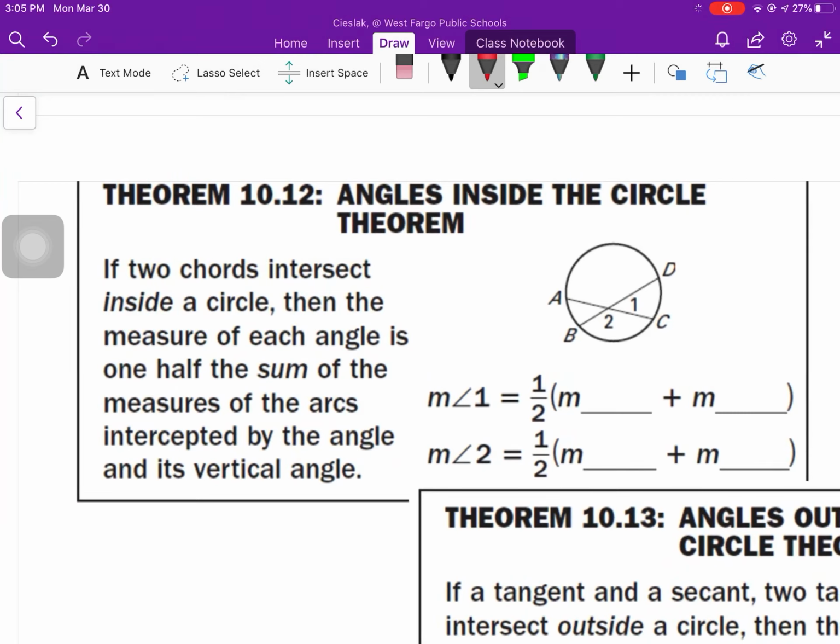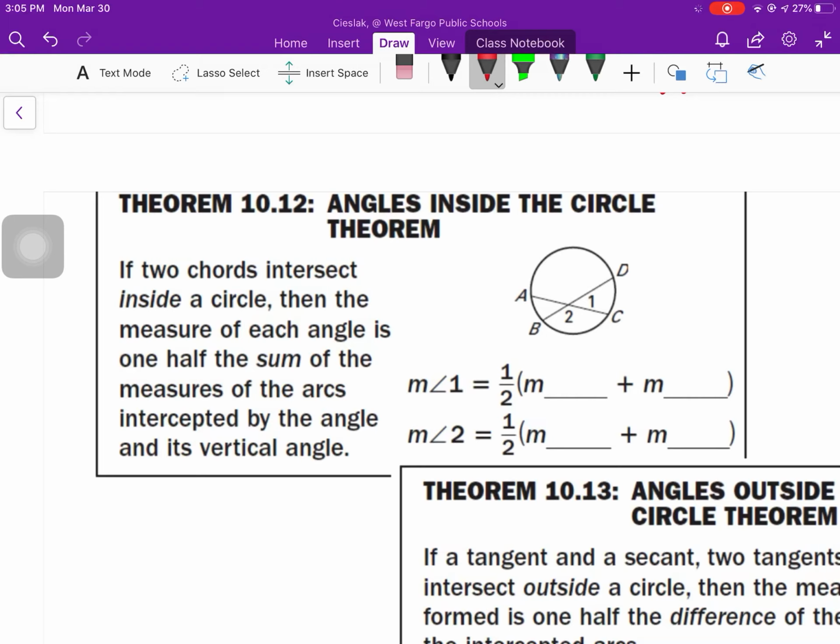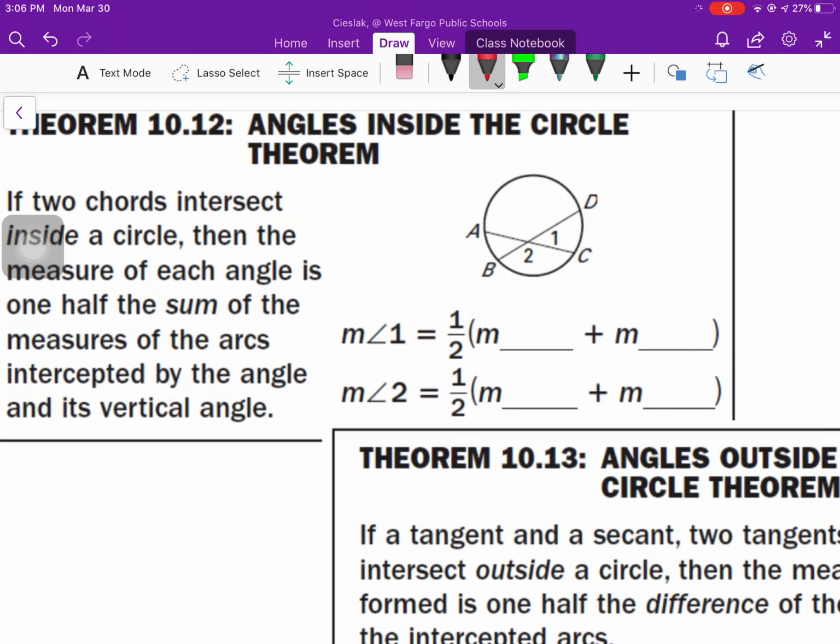Continuing on here, our next theorem talks about angles inside of the circle. It says if two chords intersect inside a circle, then the measure of each angle is 1/2 the sum of the measures of the arcs intercepted by the angle and its vertical angle. That was a whole bunch of talking. Let's mark this diagram up and take a look.